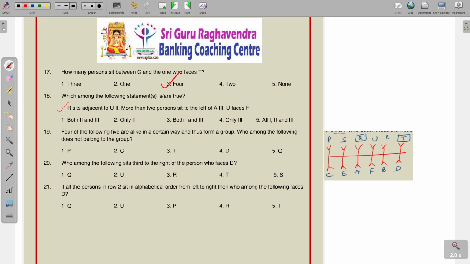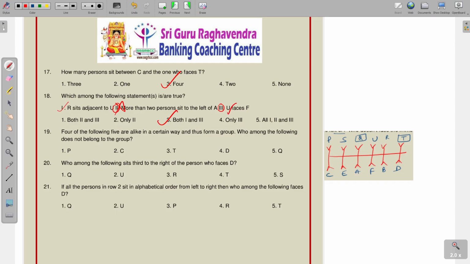And the second one: more than 2 persons sit to the left of A. So more than 2, but only 2 persons are there. This is not correct. And the third one, U faces F. U is facing F. It is correct. Only 1 and 3 are correct.